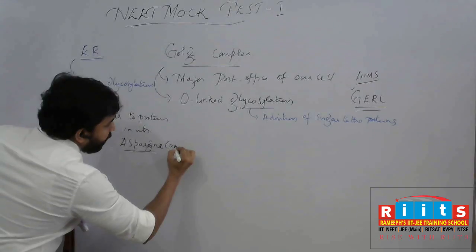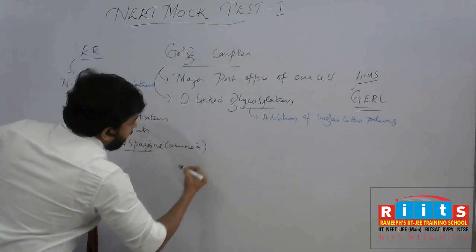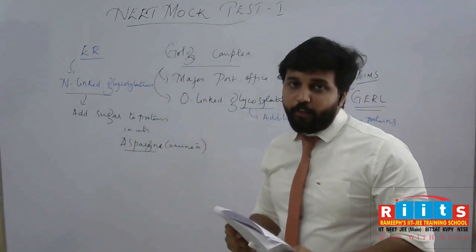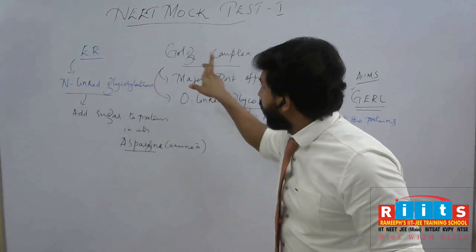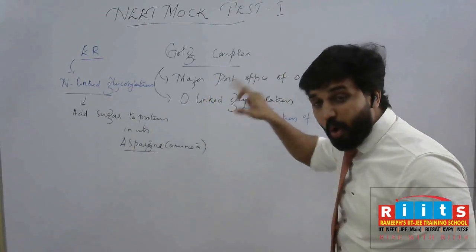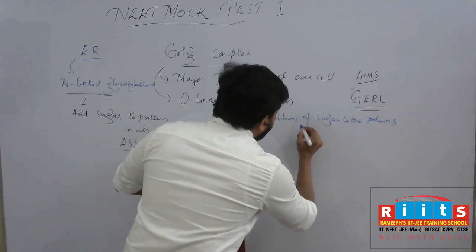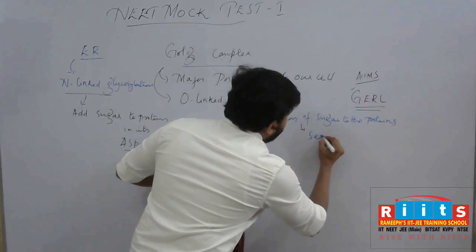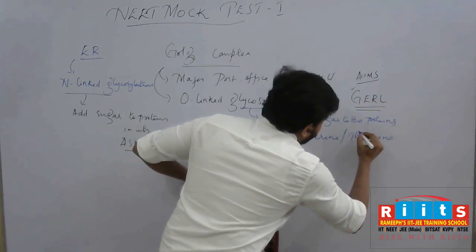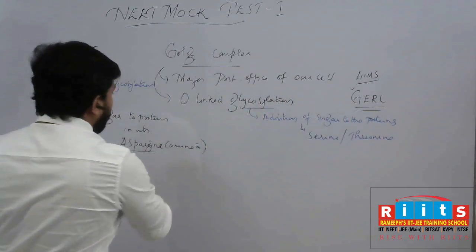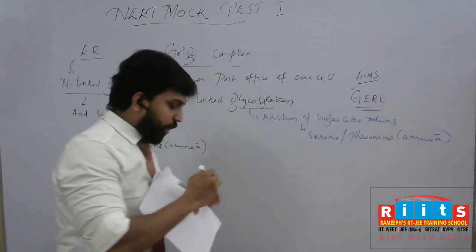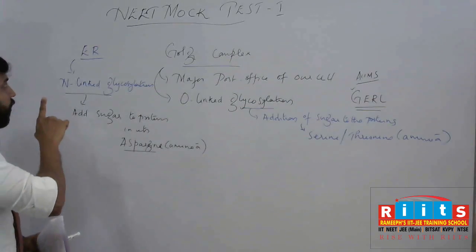Asparagine, that is asparagine amino acid, that is asparagine residue. Here students, please understand the difference. In the case of Golgi complex, it performs O-linked glycosylation, addition of sugar to the oxygen of serine or threonine. Both are amino acids. Asparagine is also an amino acid. So this is a fundamental difference between ER and Golgi complex.